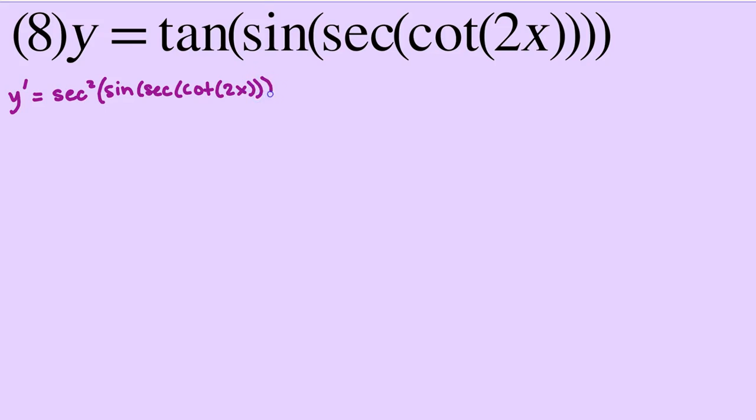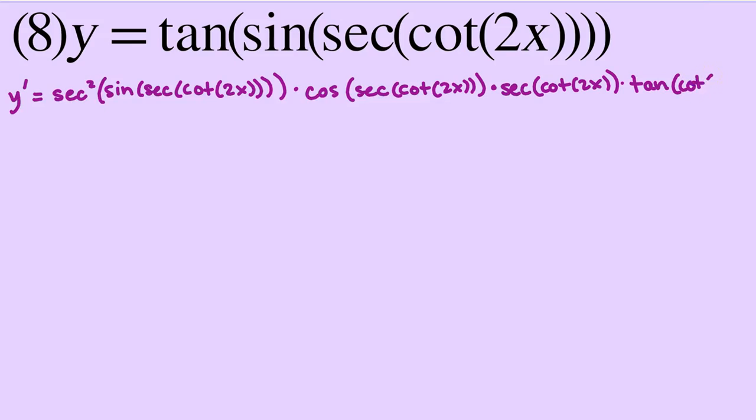Close, close. I think there's 4. Times, now we have sine, and its derivative is cosine. Cosine of its whole inside. Times, now we have secant, and its derivative is secant something tangent something. So secant of its inside times tangent of its inside. Not even going to have enough room to write this across the screen.